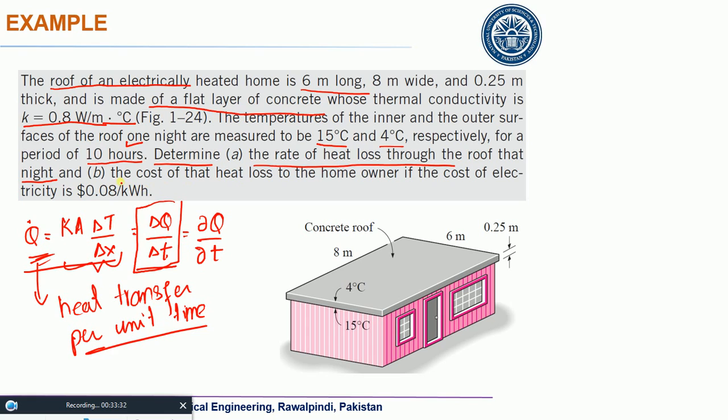And obviously the cost of that heat loss to the homeowner, if the cost of electricity is 0.08 per kilowatt hour, so you can always convert that amount of heat into watt hour, multiply it with seconds, or convert it into hours. Then for 1 kilowatt hour this is the amount, and you can multiply the total kilowatt hours by that amount. This is how you can get your gas bills or electricity bills as well. For 1 unit you say this is the price, how much for, let's say, 100 units.